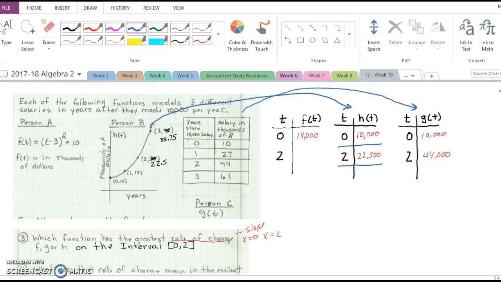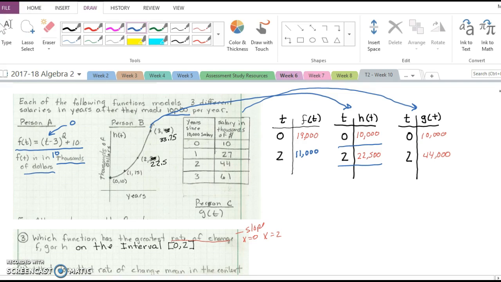For the first function, where it was given to you in equation form, we need to find those y values. So when I plug a 0 in, we have negative 3 squared is 9, plus 10 is $19,000, because all these are in tens of thousands of dollars. $19,000 per year is where we start. And so actually 2 years later, this person A has hit some tough times. They've lost money, and now they're only making $11,000 per year.